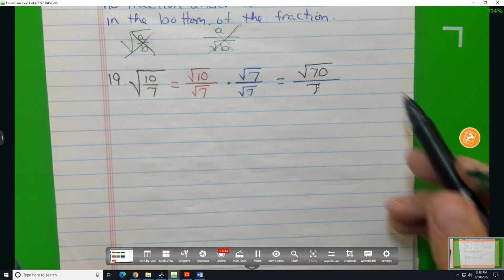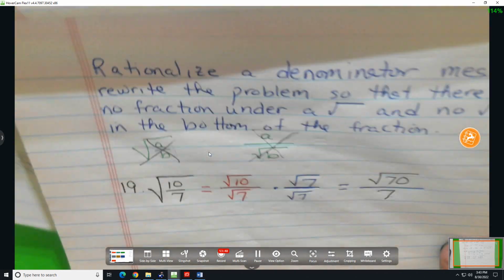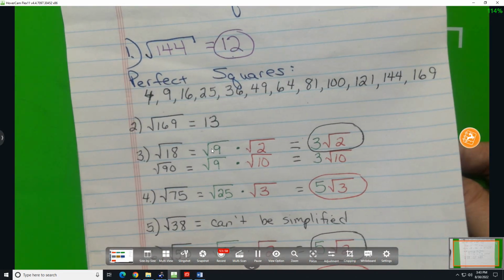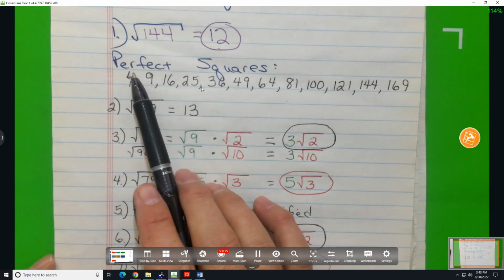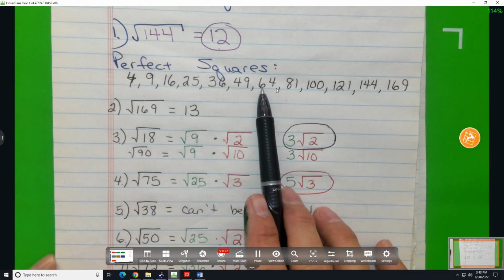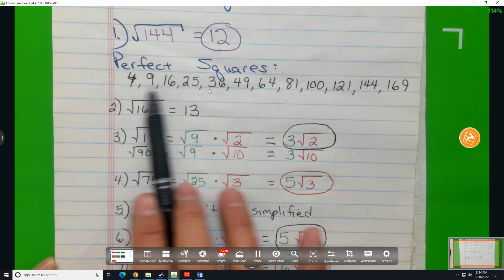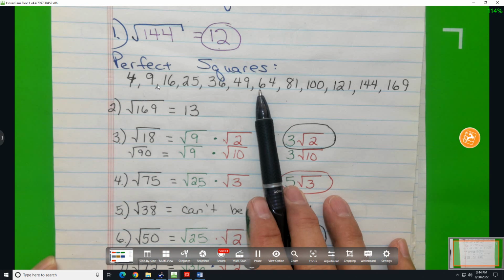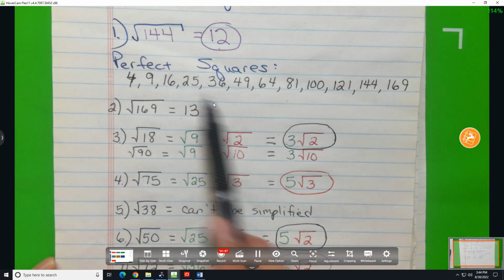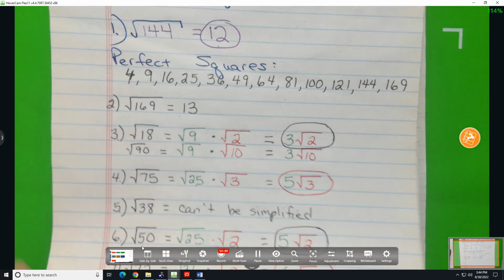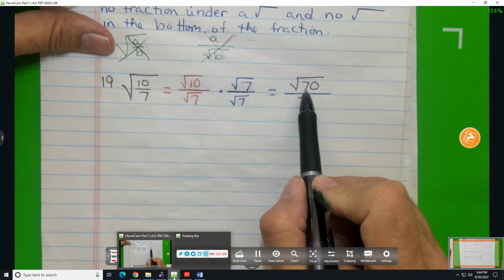Is 70 a perfect square? No, it's not a perfect square. Is there a perfect square that divides evenly in? I don't think so. What do y'all think? All I can think of is 7 times 10. Neither of those are perfect squares. They don't have any perfect square factors. 35 times 2 is also 70, but none of them are perfect squares, so square root of 70 can't be simplified.